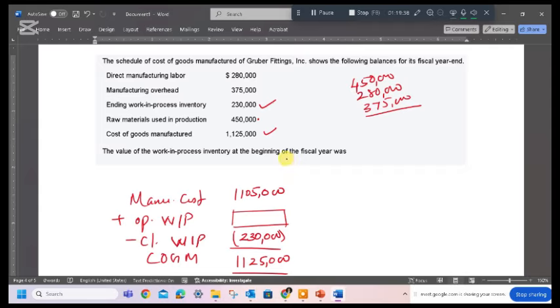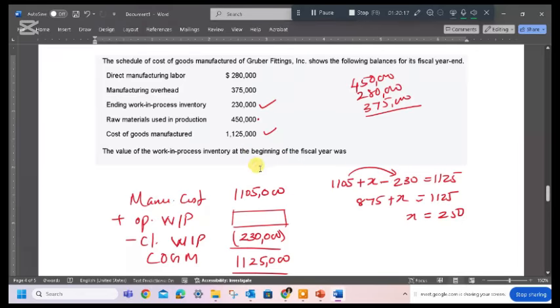Okay. Now I need to find this figure. How much are you getting? Maybe I can add these two first. This is minus, so that's going to be 875 plus X equals 1125. Now subtract this 875 on the other side, 250. Yeah.